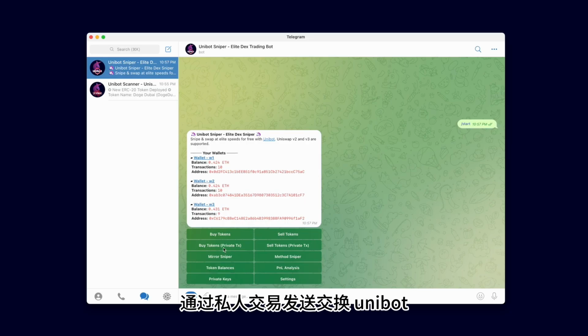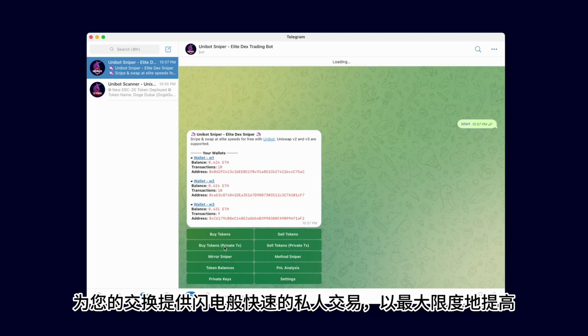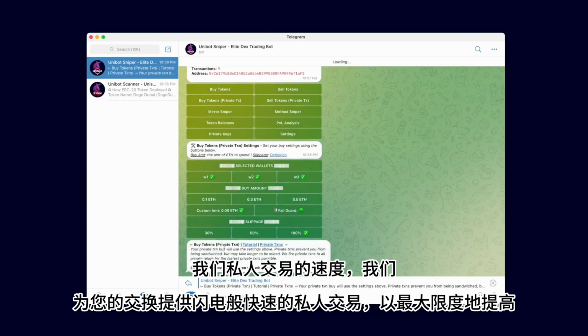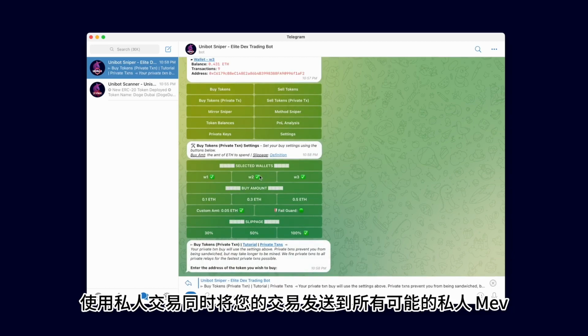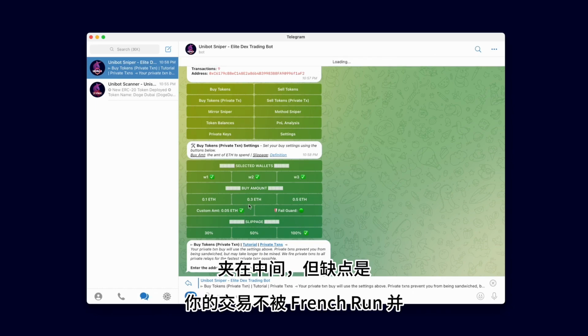Unibot offers lightning-fast private transactions for your swaps. To maximize the speed of our private transactions, we fire your transactions to all possible private MEV relays simultaneously. Using private transactions for swaps protects your transactions from being front-run and sandwiched.